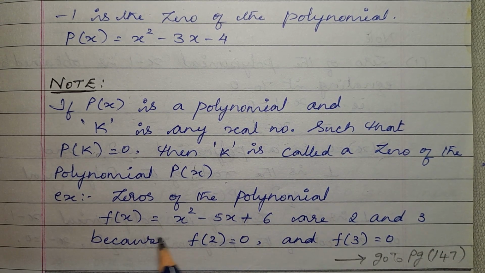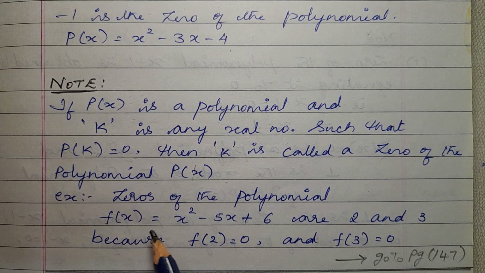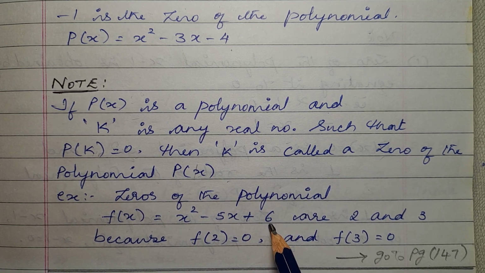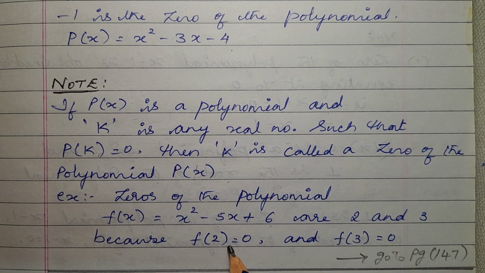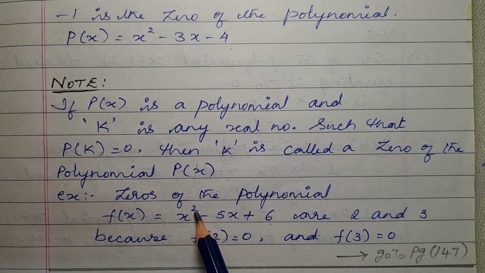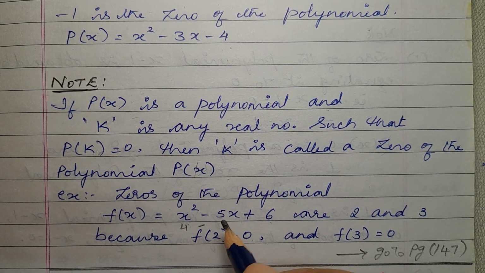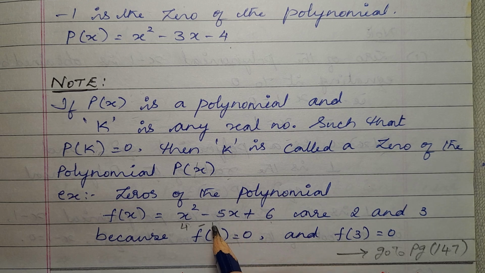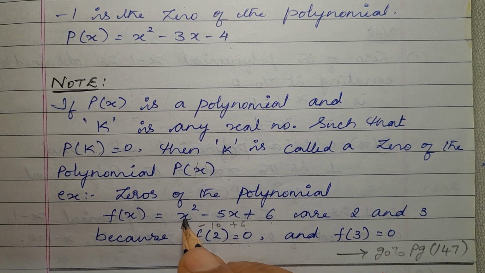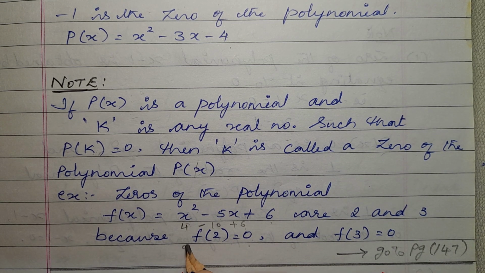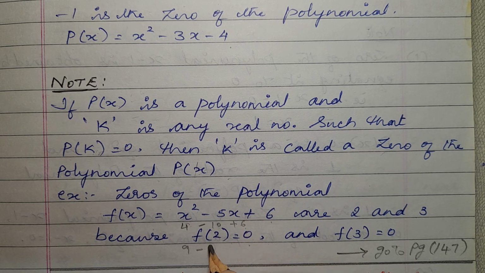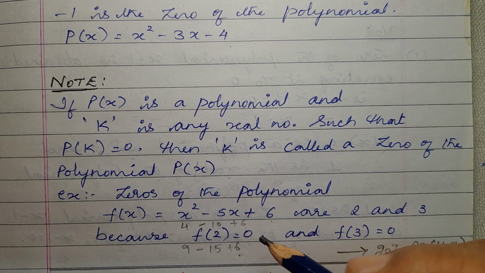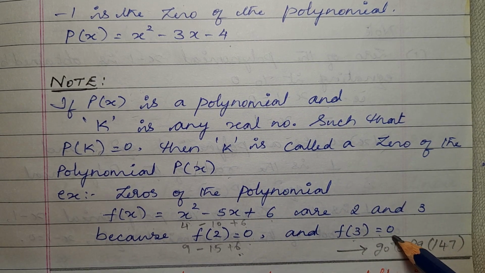Example, zeros of the polynomial f of x equal to x square minus 5x plus 6 are 2 and 3, because f of 2 equal to 0. Substituting 2, 2 square is 4, minus 5 2s are 10, plus 6. So 4 plus 6 is 10, and 10 minus 10 is 0. And substituting 3, 3 square is 9, minus 5 3s are 15, plus 6. 9 plus 6 is 15, and 15 minus 15 is 0. So f of 3 is 0.